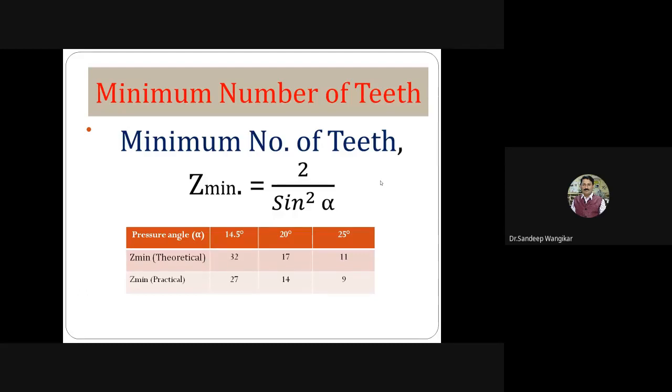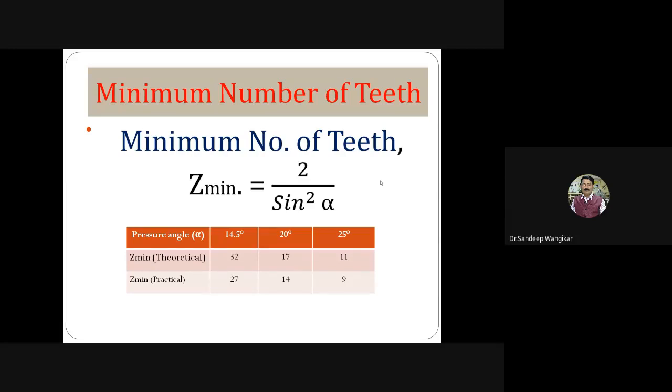So Z minimum is equal to 2 divided by sine square alpha. This is the theoretical formula. So 2 is the number, Z minimum is the minimum number of teeth which should be present on the pinion so as to avoid the interference and undercutting. And alpha is the pressure angle. So it depends upon the pressure angle.